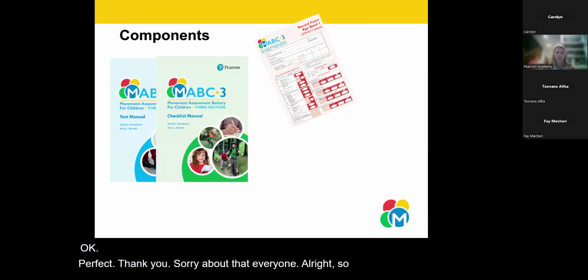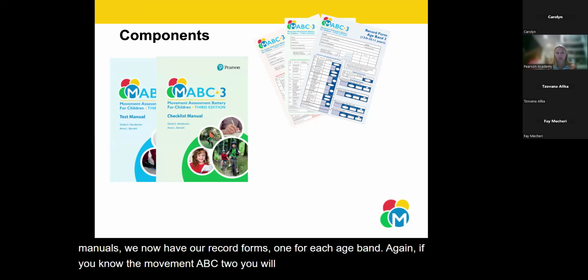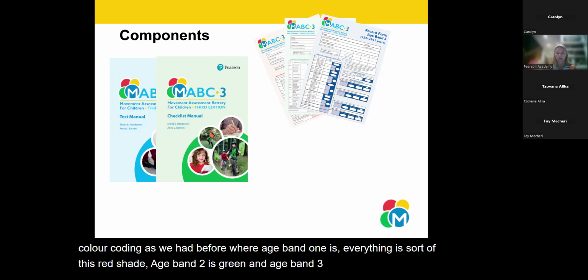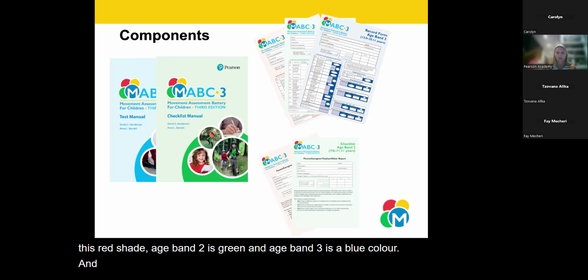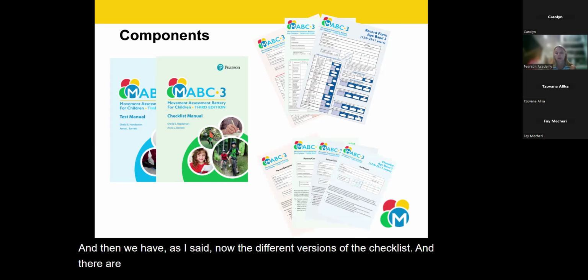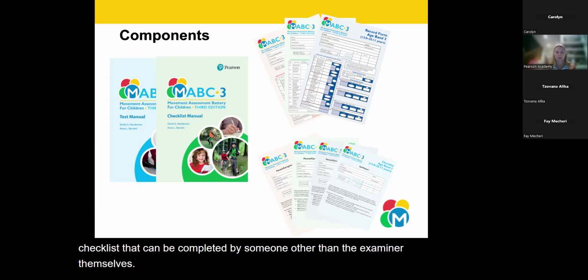So as well as our two manuals, we now have our record forms, one for each age band. Again, if you know the Movement ABC-2, you will recognise that we have the same colour coding as before, where age band 1 is this red shade, age band 2 is green, and age band 3 is blue. And then we have the different versions of the checklist. There are actually two versions for age band 3: a self checklist, or a checklist that can be completed by someone other than the examinee themselves, depending on their ability to do that.